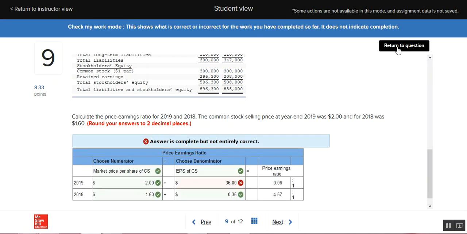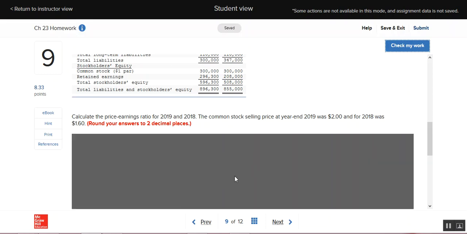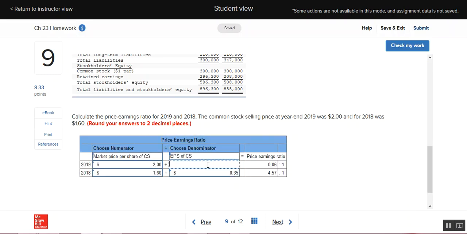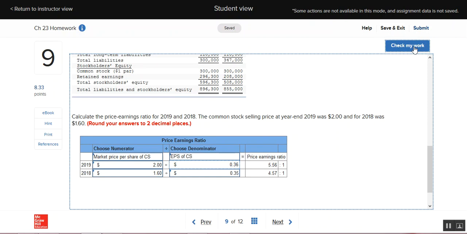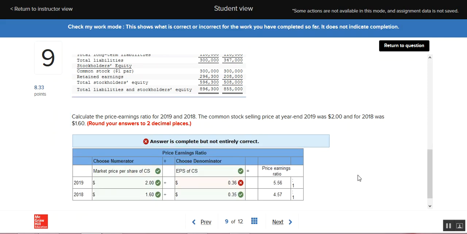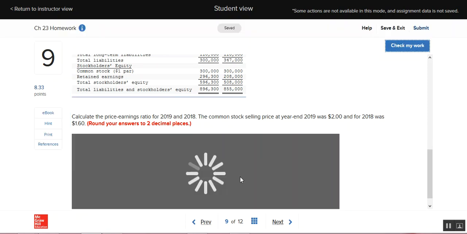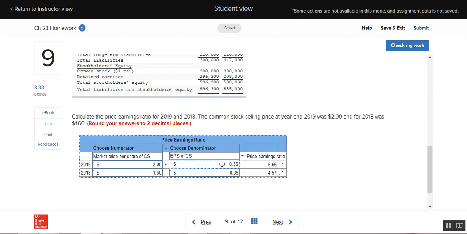And it just took $36. Gotta love Connect. That may have rounded it up to 37 cents. 0.37.